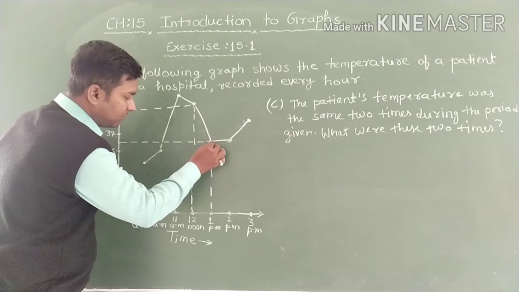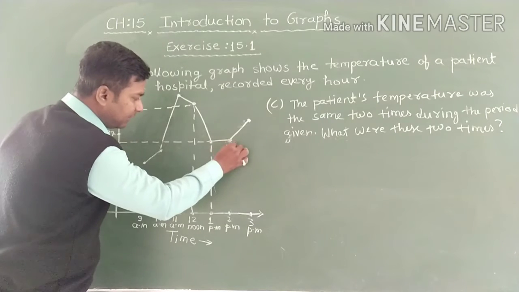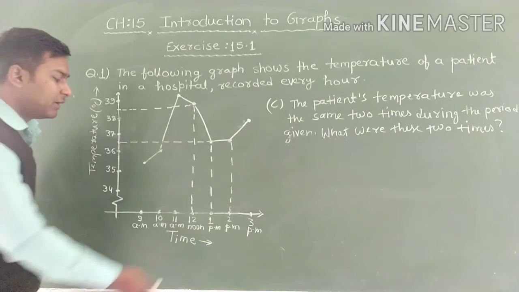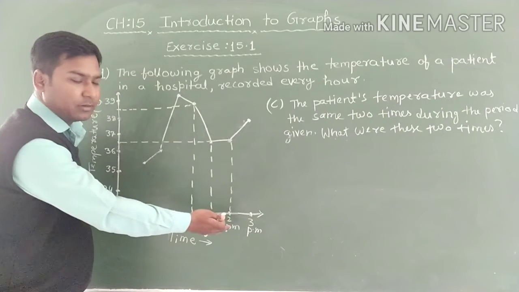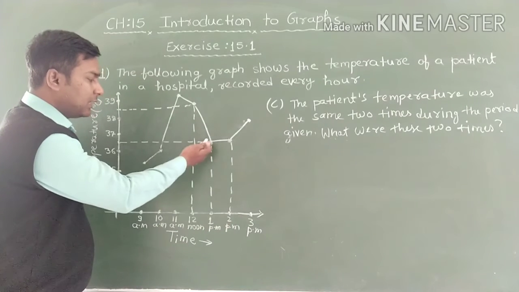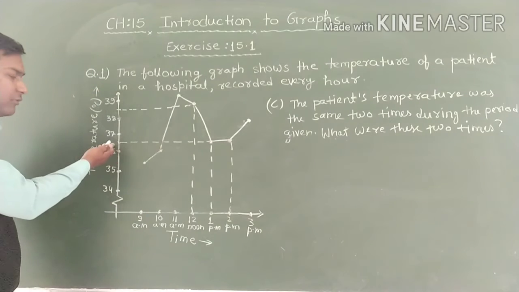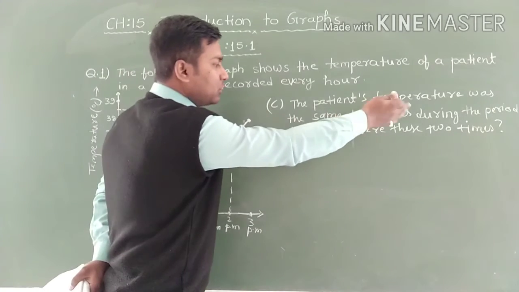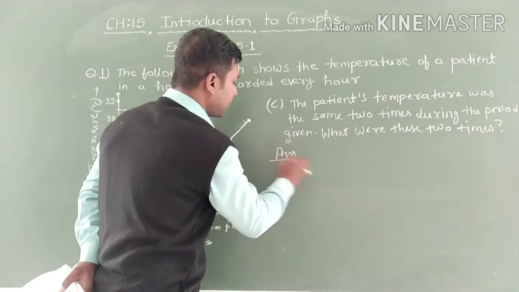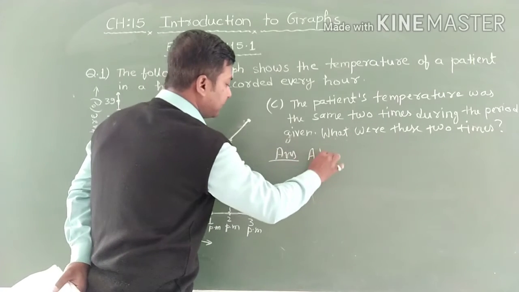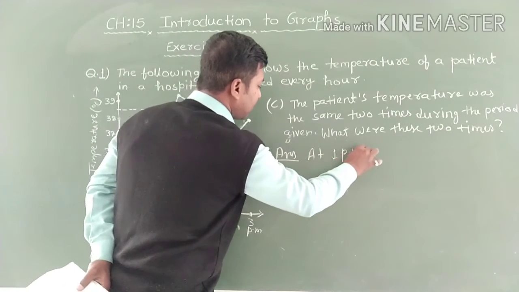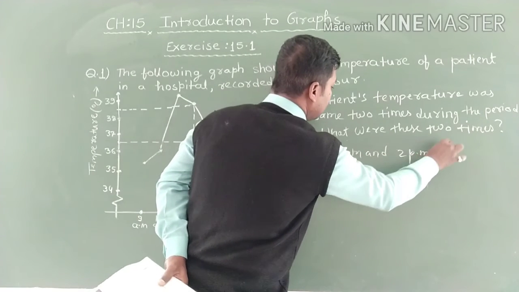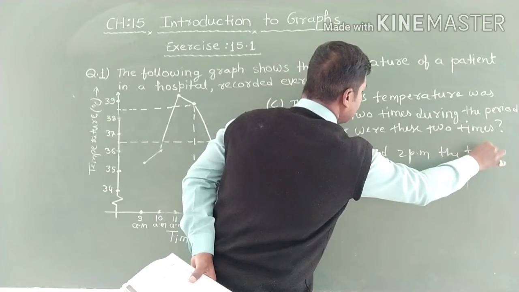So at 36.5 degrees Celsius, there are 2 dots. So one dot at 1 p.m. and the second will be at 2 p.m. Okay. So at 1 p.m. and at 2 p.m. at both times the temperature will be the same, that is 36.5 degrees Celsius. Okay. So the question is what were these 2 times? Okay. The answer will be at 1 p.m. and 2 p.m.